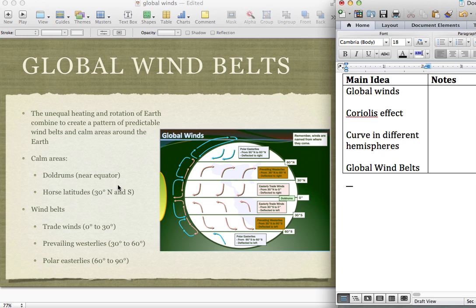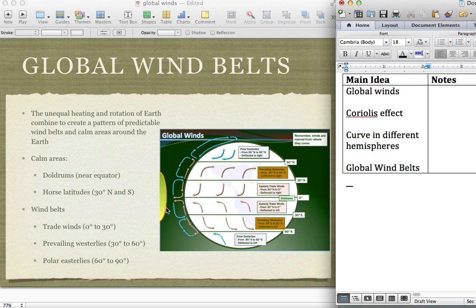Let's start with the wind belts, and I'll come back to the common areas. The first wind belts we have are what are called the trade winds. These are easterly winds. You're going to want to get a quick description of each of these in your notes. Trade winds are easterly winds. They go from 0 to 30 degrees, 0 being the equator, 30 being 30 degrees north or 30 degrees south. So either way, these are easterly winds.